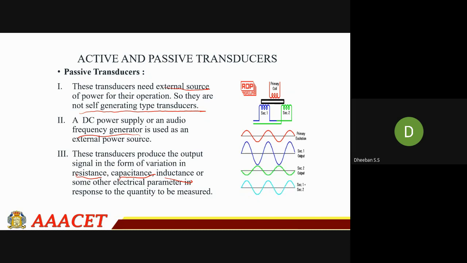Here you can see an example. This corresponds to your LVDT. We'll be seeing more about LVDT. Here there are three coils, and based upon the movement of this rod, which is a metal rod, the variation is given over here.